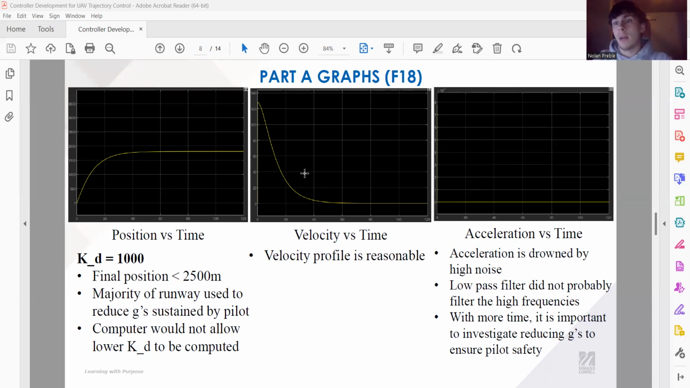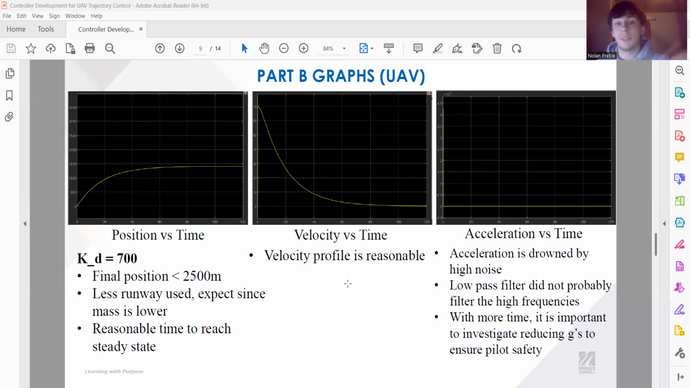For part A, with the F-18, I found a KD value of 1,000. I was able to slow this aircraft down before it reached the 2,500 meter mark. The velocity profile looks reasonable as well, as you can see here. As I mentioned, with acceleration, higher frequencies are disrupting it, so I can't truly get a good look at what it feels like. Of course, in the future, given more time and more expertise and more help, I would definitely look way more into the accelerations felt by the pilots because it's very important. It's a very expensive investment, and of course, for the sake of the human being, we don't want anyone getting hurt.